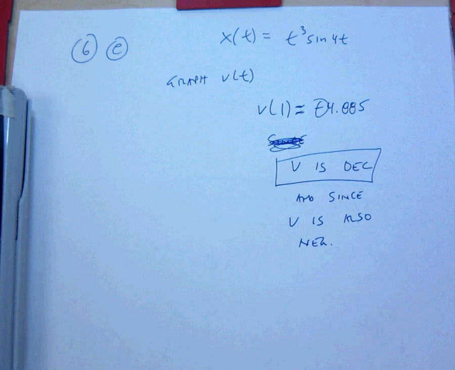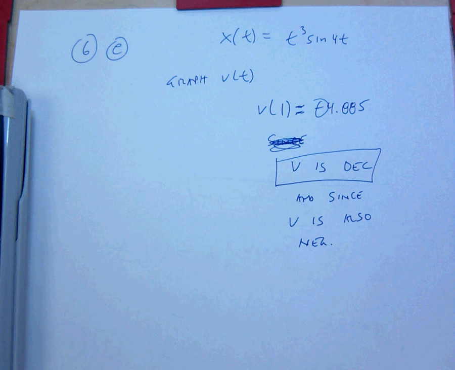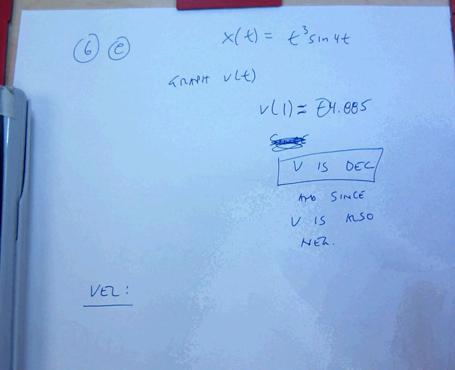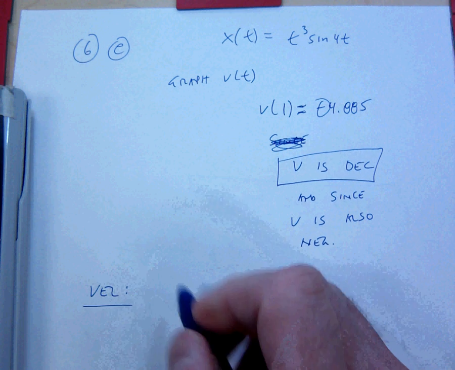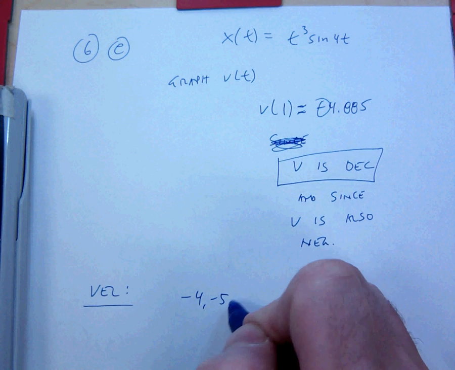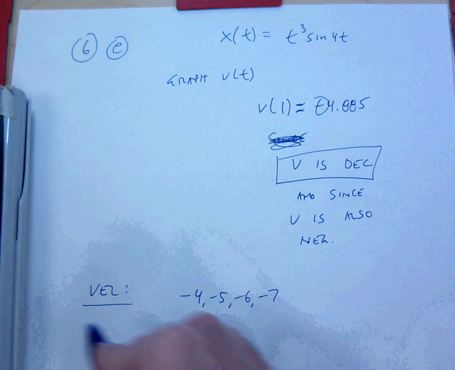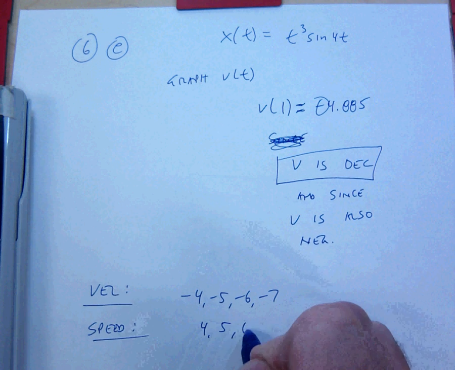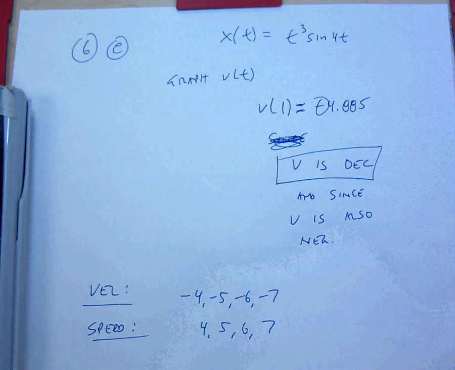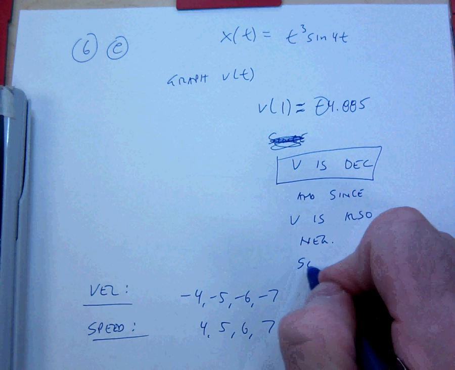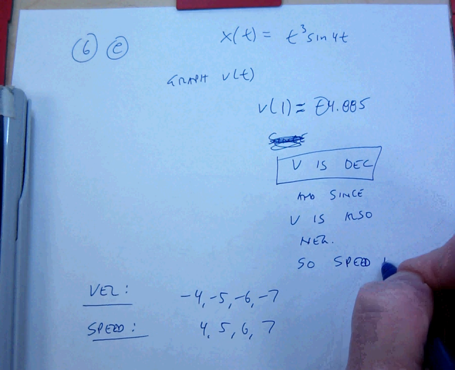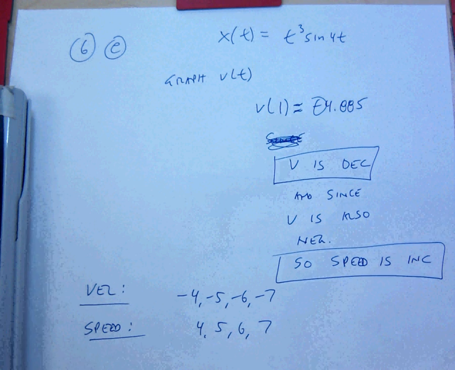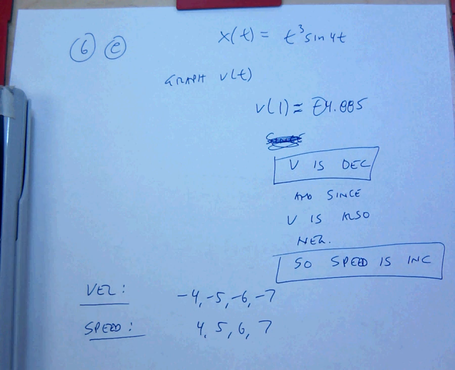Well, again, if you're not sure, let's write down an example of what that might look like. v is negative and decreasing. Aren't those negative and decreasing? But since the speed is the absolute value of velocity, wouldn't these be the speeds? So the speed is actually what? Increasing. Does that help, guys? Yes or no? Okay. All right.